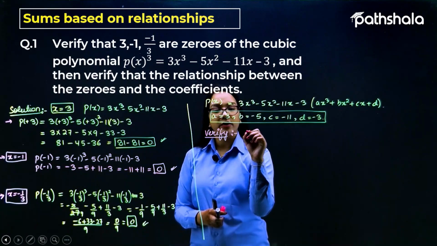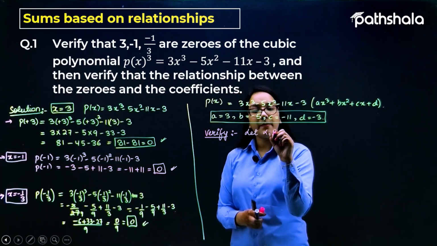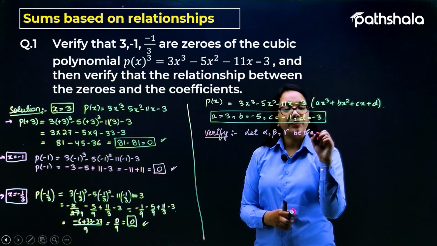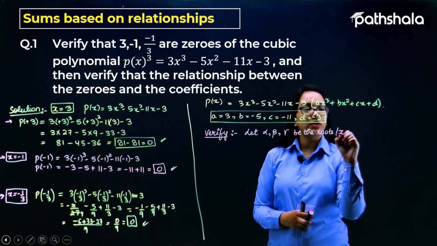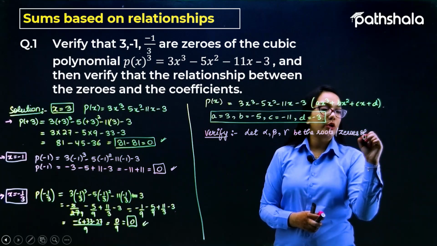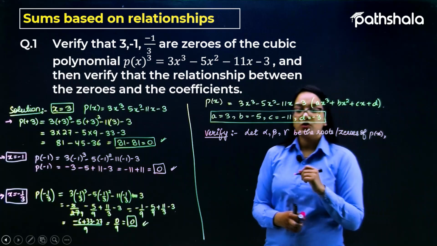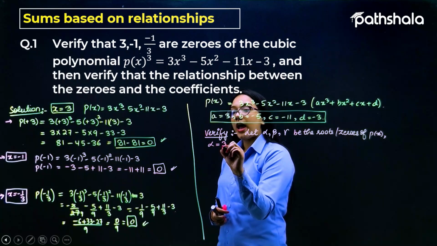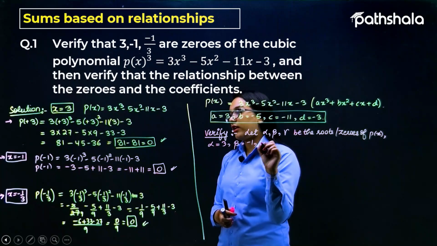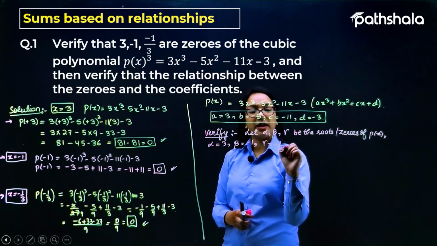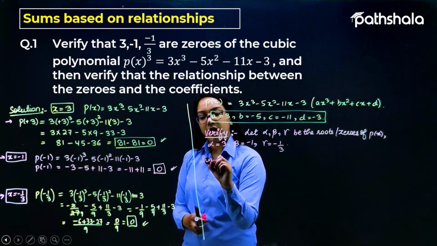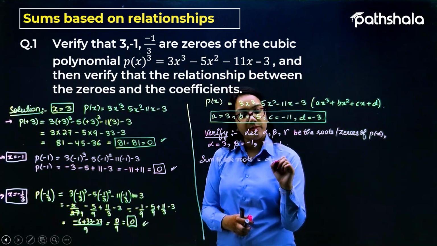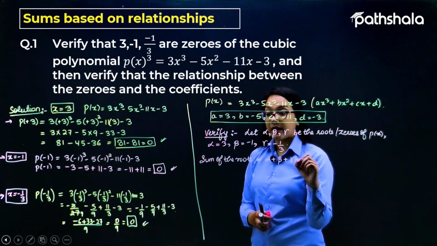First of all, let alpha, beta, gamma be the roots or the zeros of the polynomial p of x. So let us suppose I am taking alpha as nothing but 3, beta as nothing but minus 1, and gamma as nothing but minus 1 by 3. So first of all, we have the sum of the roots, which is equal to alpha plus beta plus gamma. Let's just add up the three values.